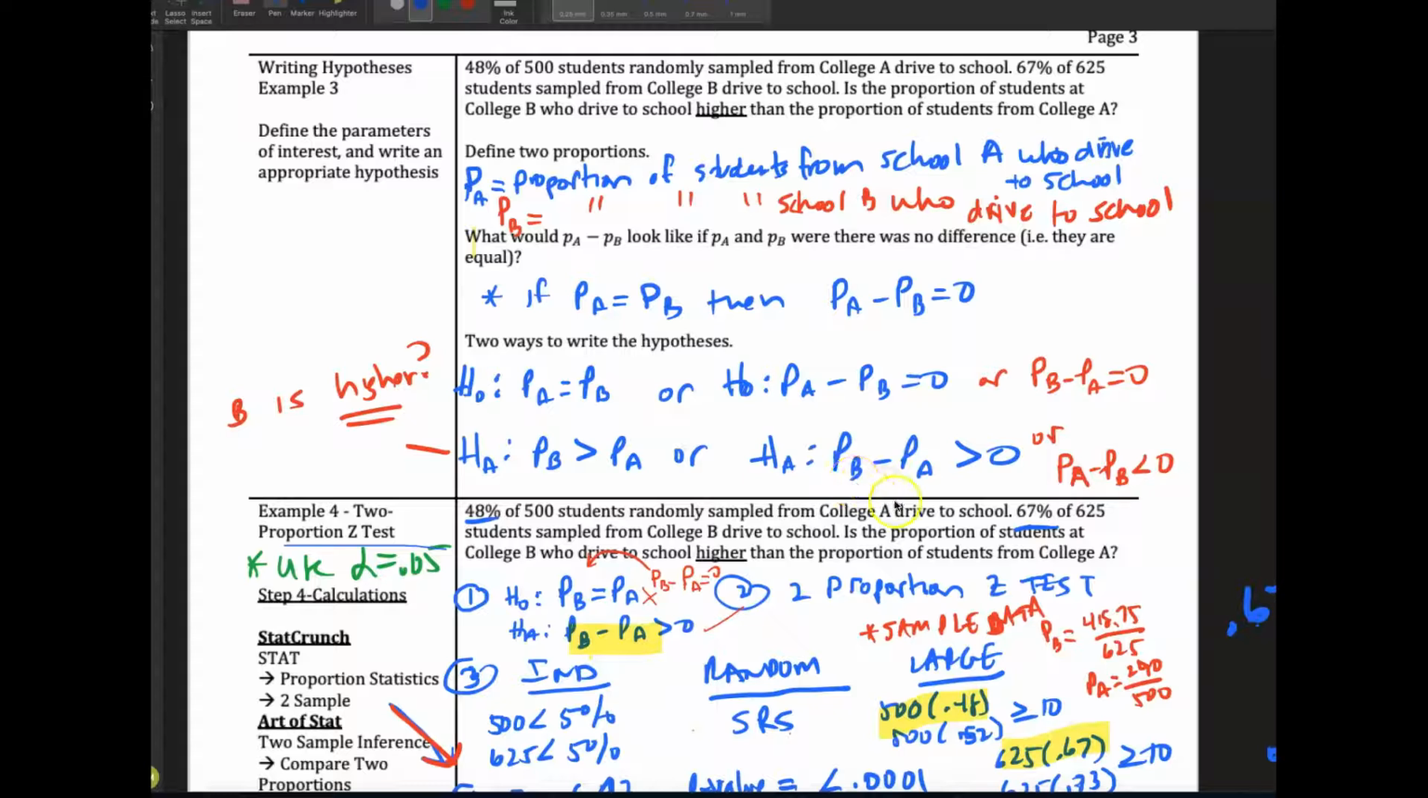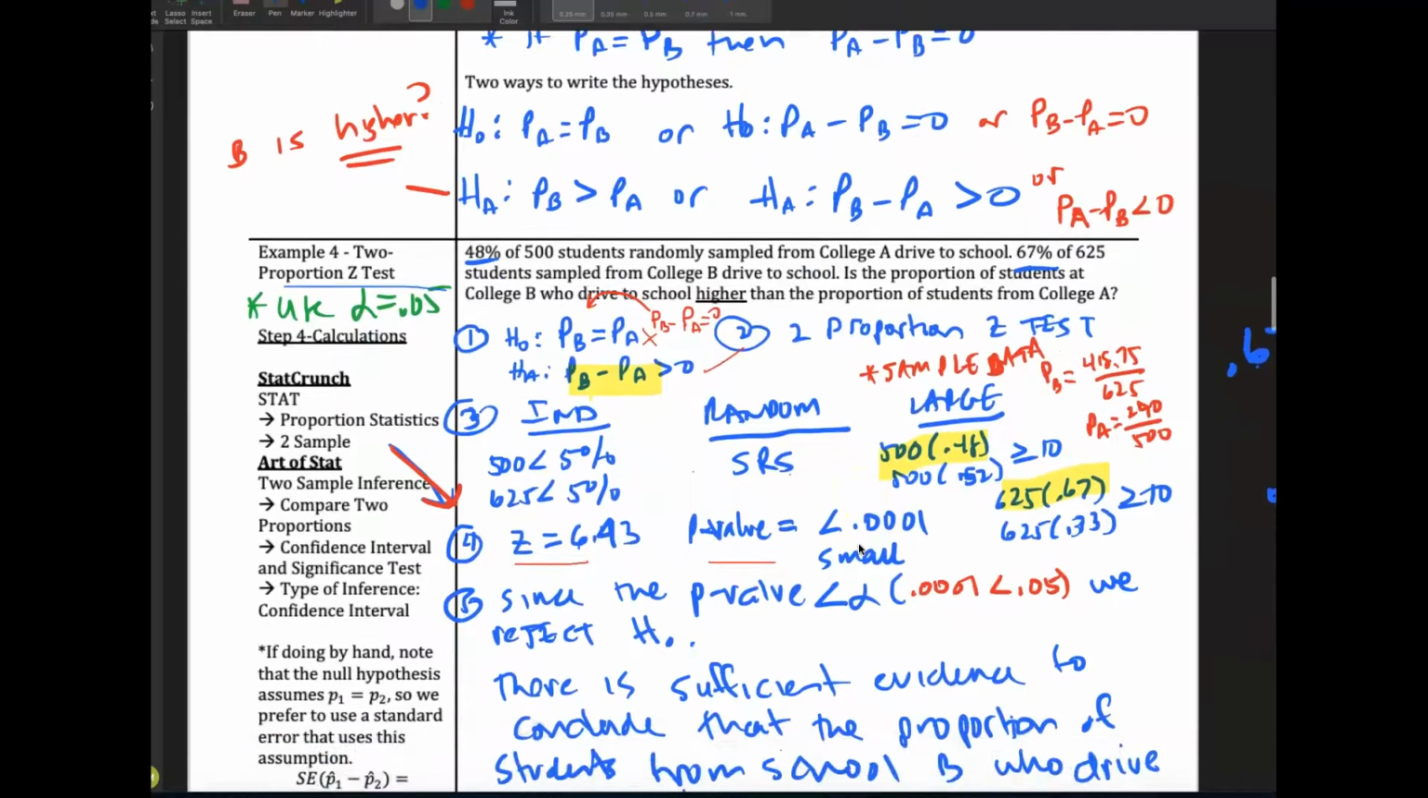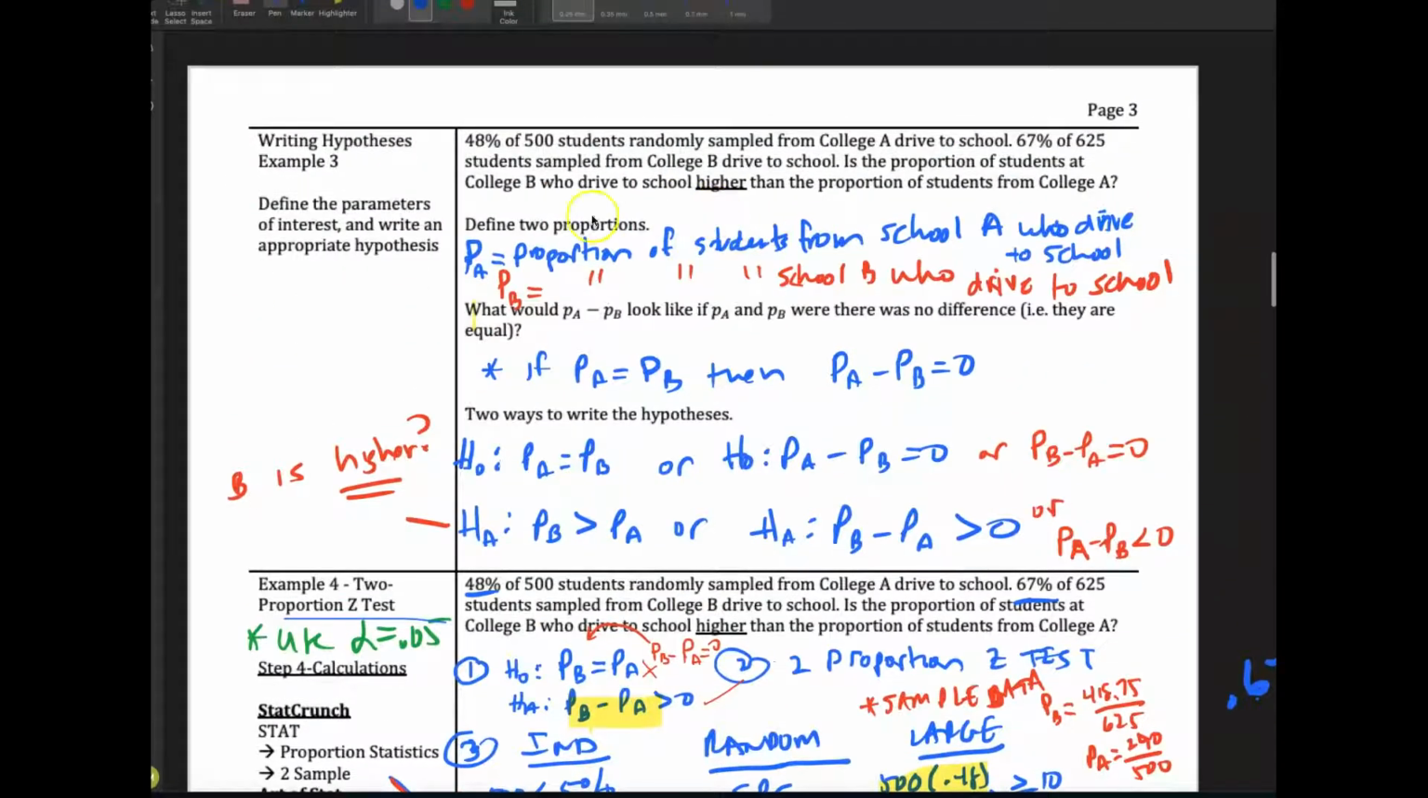Okay, so now let's look at writing hypothesis tests: the null and alternative with two samples, and then actually running a test. And so we have the setup here.